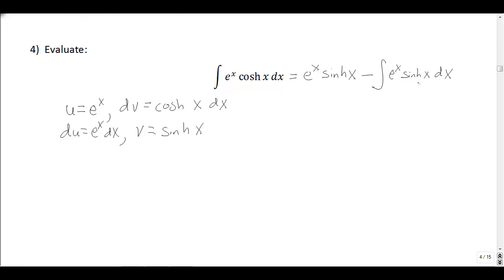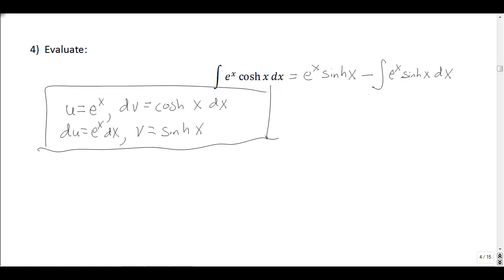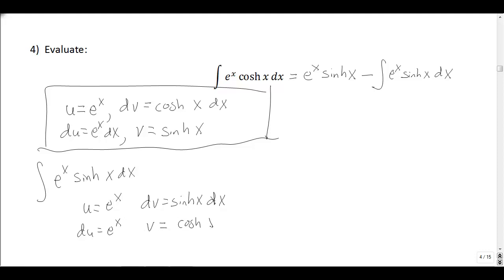I'm going to do integration by parts again here. So when I do integration by parts again, box that one up over there, my second integration by parts, so let's just go here. How about the antiderivative of e to the x hyperbolic sine x dx? I'm going to let u be e to the x, and I'm going to let dv be hyperbolic sine of x dx. Then du is e to the x, v is hyperbolic cosine.